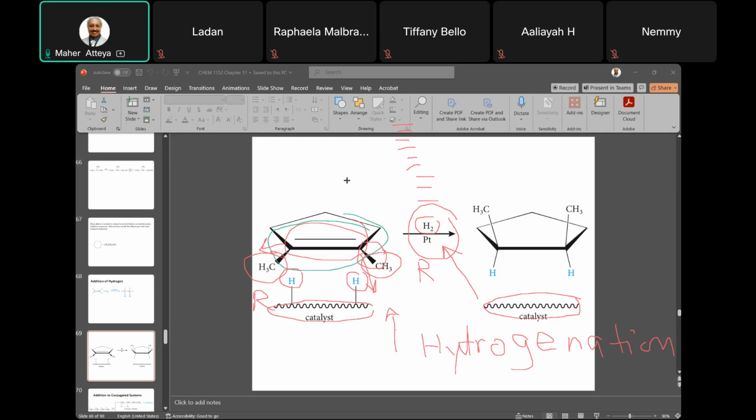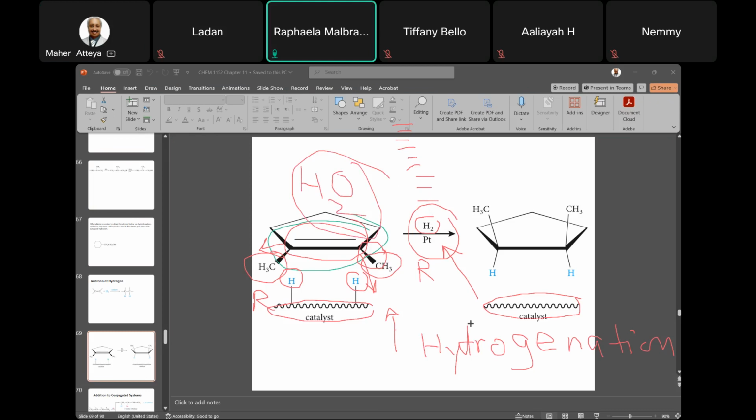If I add H2O, what type of reaction is this? Hydration, correct. So pure hydrogen is hydrogenation. Here it is just called hydration. Hydration means hydrate, which means H2O. Okay, those are types of reactions of the double and triple bond, both of them. They can react similarly.